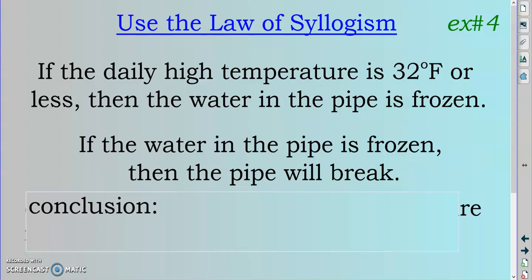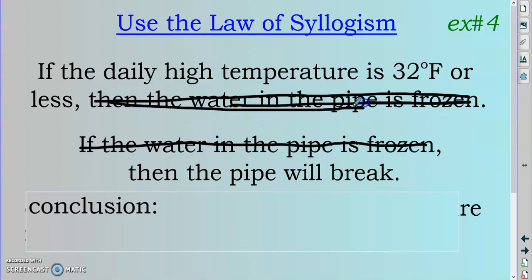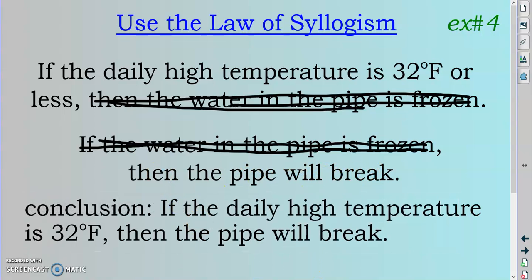If the daily high temperature is 32 degrees Fahrenheit or less, then the water in the pipe is frozen. If the water in the pipe is frozen, then the pipe will break. So we repeated ourselves here: then the water in the pipe is frozen, if the water in the pipe is frozen. So I'm going to get rid of that middle man that we repeated because it's kind of silly to repeat something. So the conclusion is that if the daily high temperature is 32 degrees Fahrenheit or less, then the pipe will break. So again, our conclusion for a law of syllogism is always going to be an if-then statement.